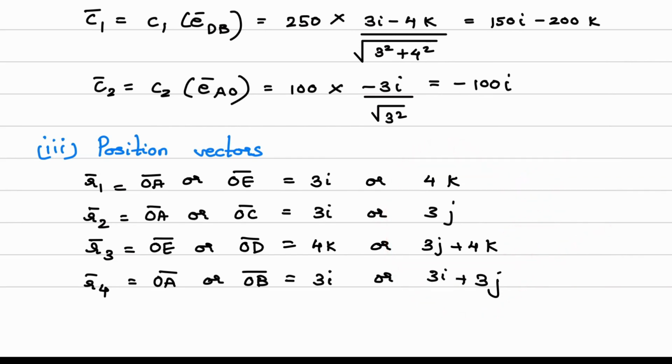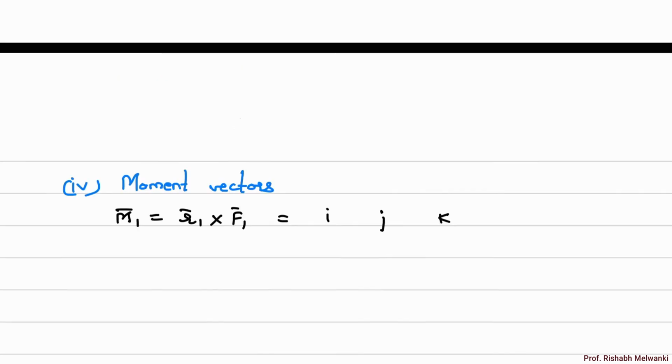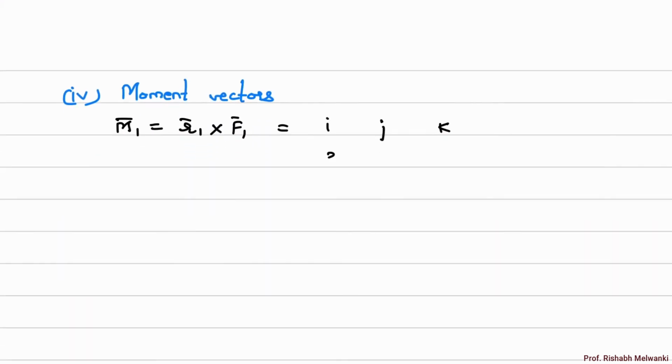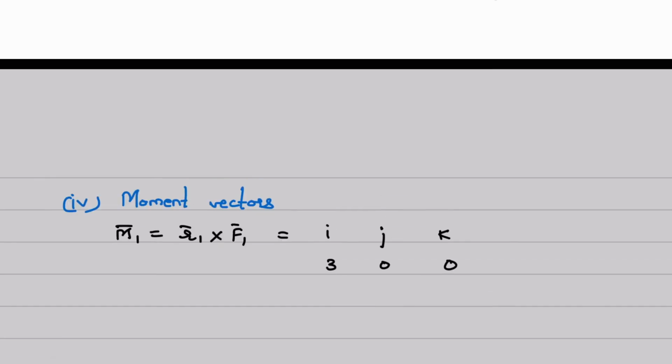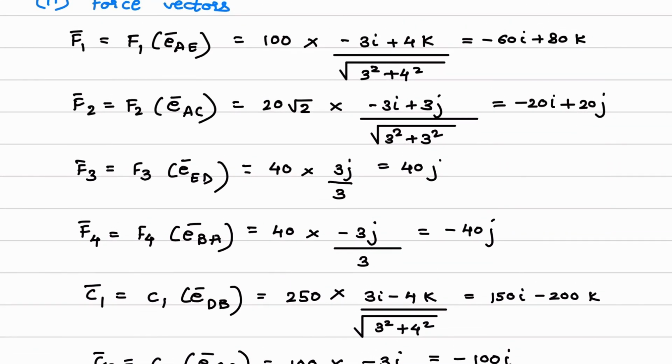I'll write down the equation. The first one is position vector into force vector, so this will be a cross product. So, IJK, and for the position vector I'll consider the first values. So 3I, so 300, and the force vector F1 is minus 60, 0 and 80.